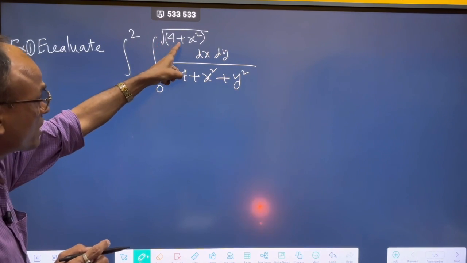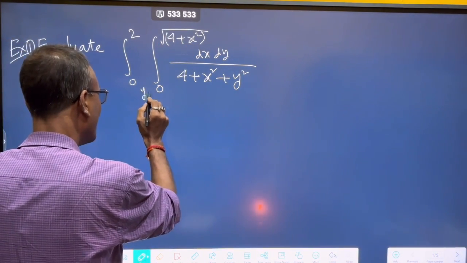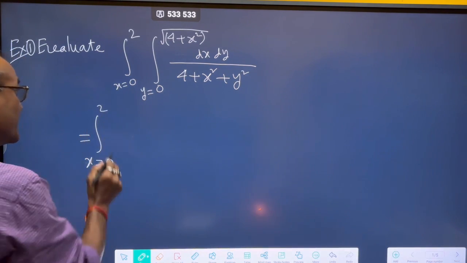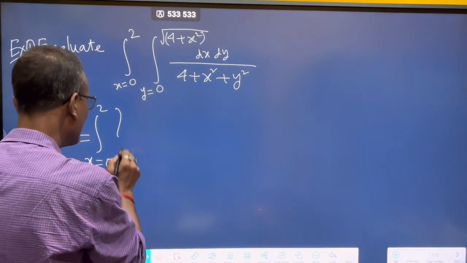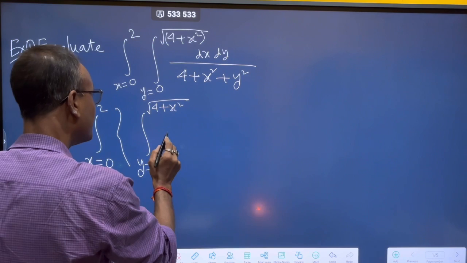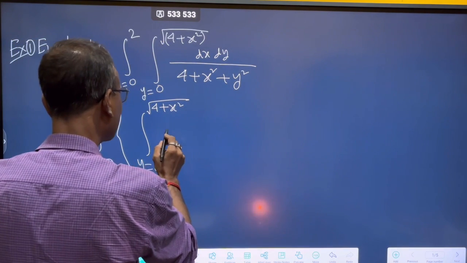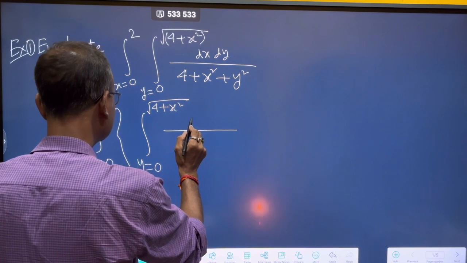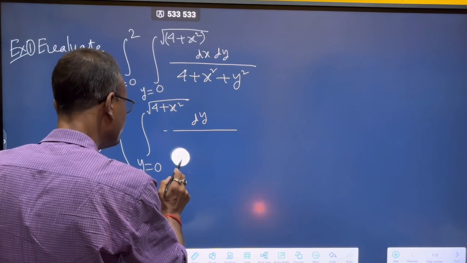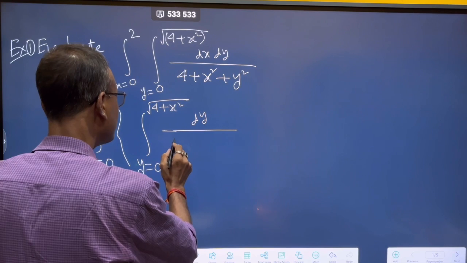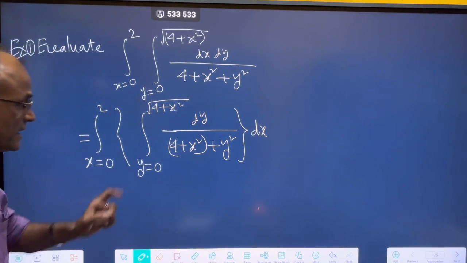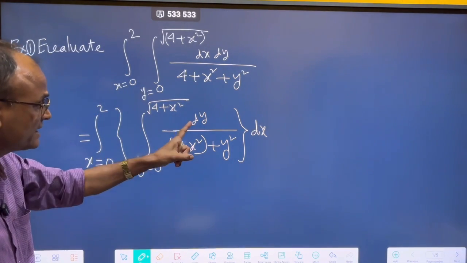The double integral has y from 0 to root over 4 plus x square, and x from 0 to 2. What does it mean? It is y equal to this and x equal to this. What should we do? x equal to 0 to 2. Integrate this with respect to y, treating x as constant: dy divided by 4 plus x square plus y square, and dx. Integrate this with respect to y, treating x as constant.